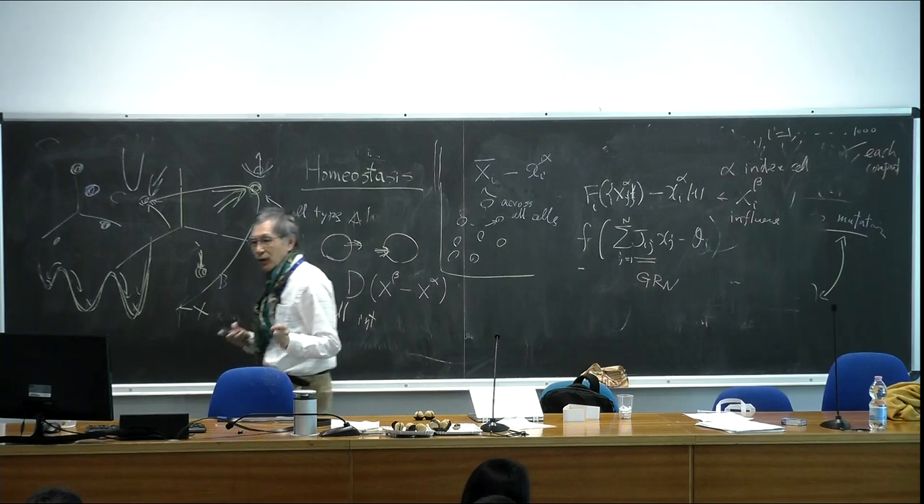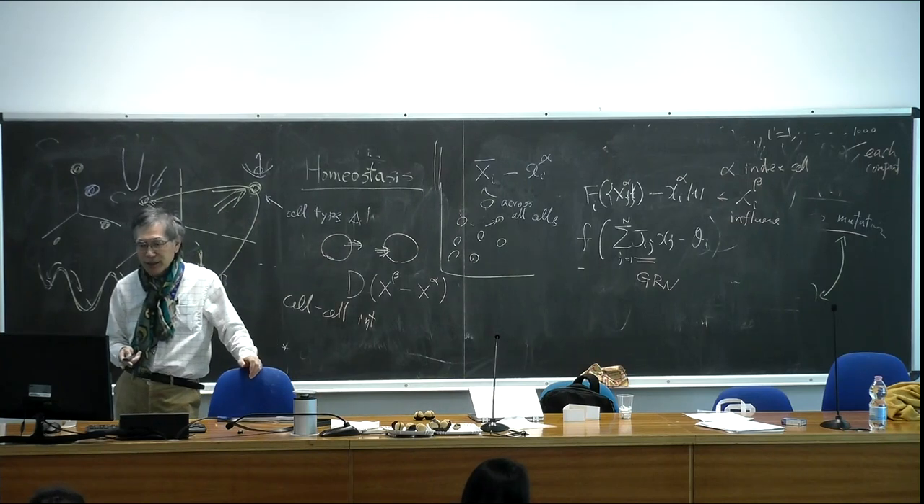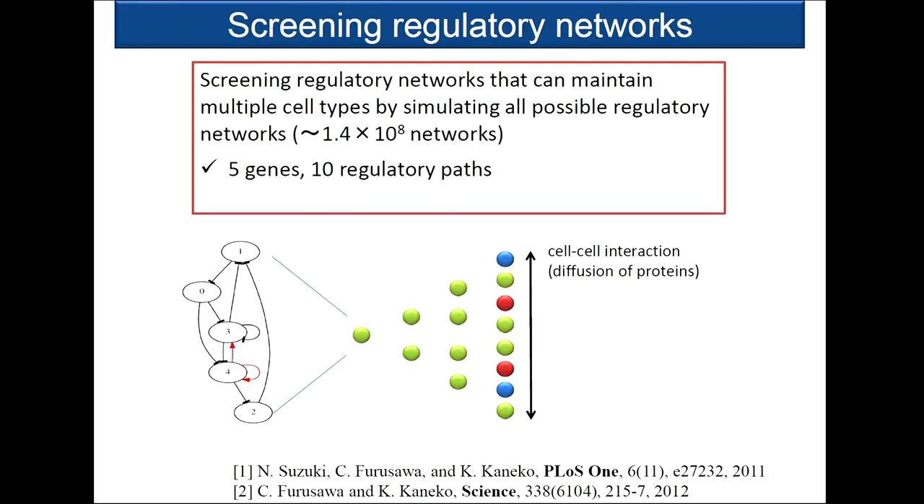And then, okay, now the model is clear. So we start from some given network, and then start with a single cell, and then two, four. And I assume that only one chemical is transferred between cells. So only one component is exchanged. So that's all. And we did this kind of model.